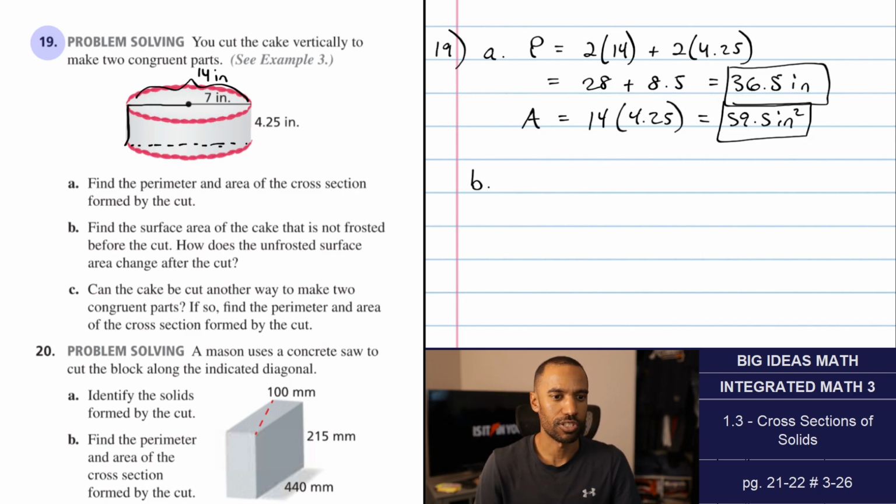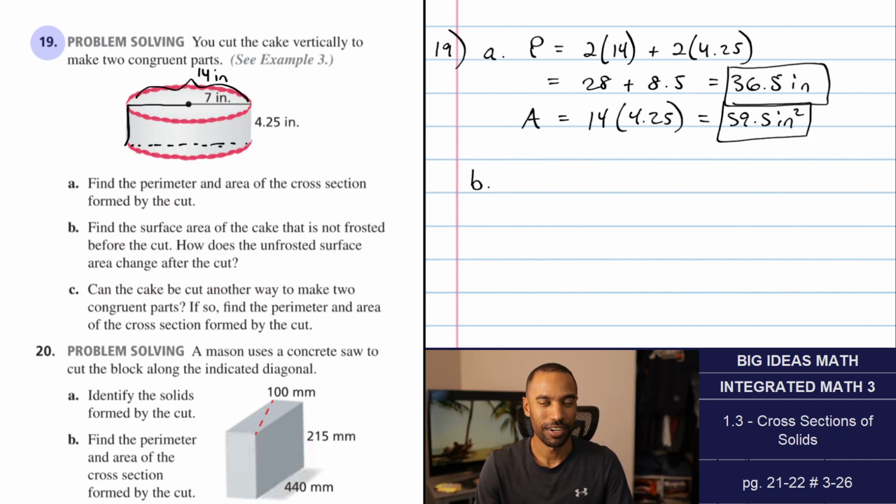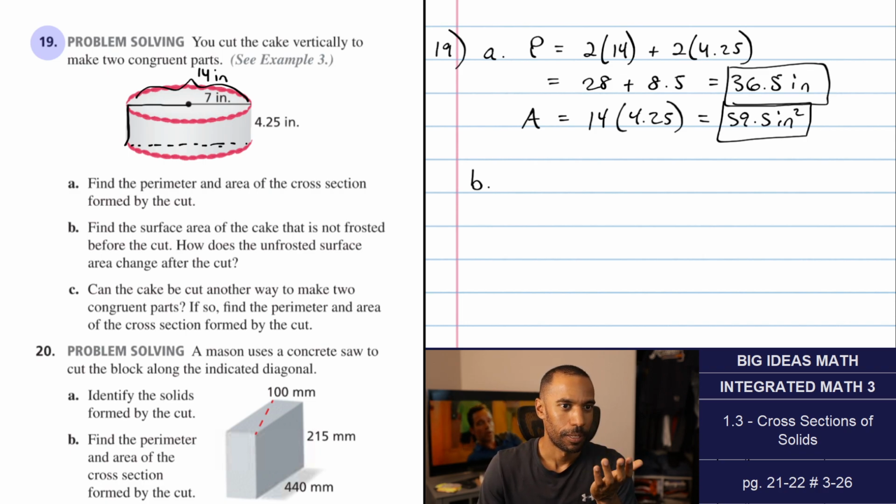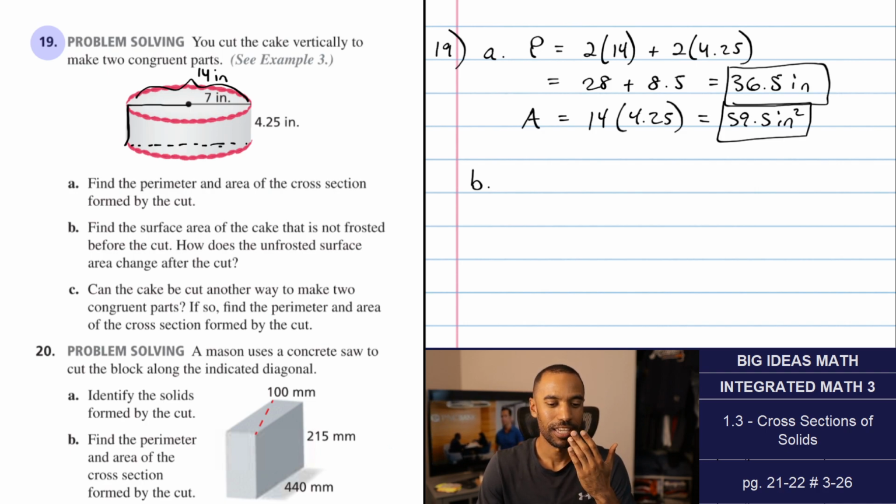How does the unfrosted surface area change after the cut? Is the, you guys have to help me. How does a cake get frosted? Is it everywhere? It says before the cut. Is it just the bottom? Is the bottom frosted in a cake? I'm going to assume that the bottom is not frosted, right? It's just the every other coating.